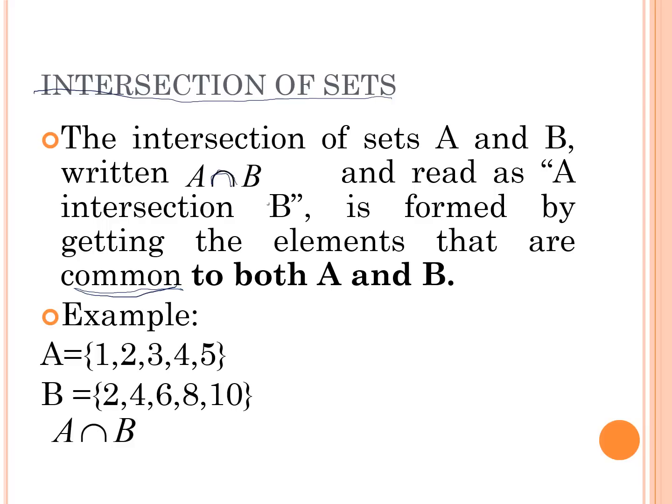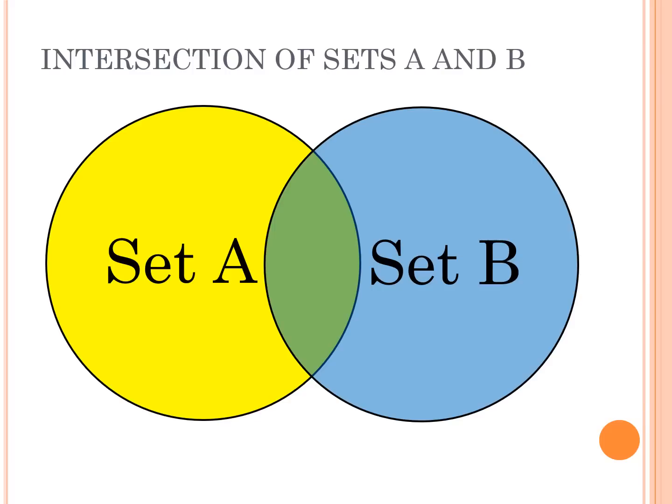Here is an example. Given set A with elements 1, 2, 3, 4, and 5, and set B with elements 2, 4, 6, 8, and 10. So we simply identify the common elements of the two. So 2 is a common element as well as 4. That is then the intersection of set A and set B. So 2 and 4. This is the Venn diagram for intersection. So this is the intersection of set A and set B, this part.